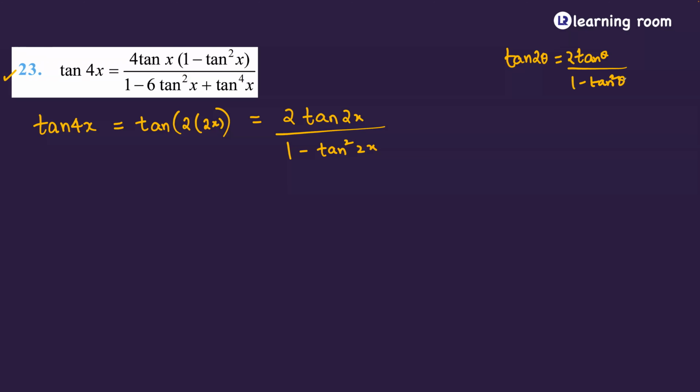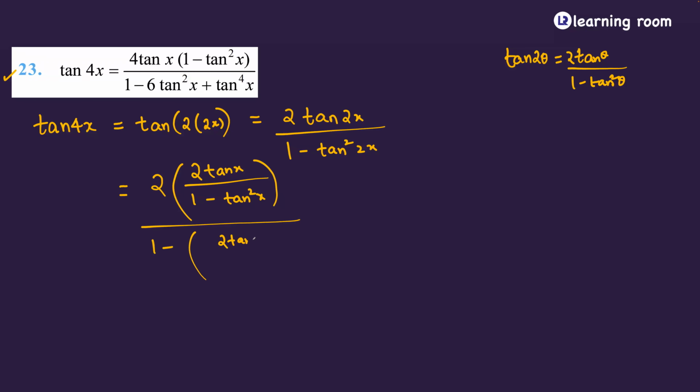Now, I'll substitute the formula for tan 2x again. So what will happen? This will be equal to 2 into 2 tan x by 1 minus tan square x, the whole divided by 1 minus 2 tan x by 1 minus tan square x, the whole square. Did you understand what I did? So I substituted the formula for tan 2x again. So 2 into 2 is going to give you 4 tan x divided by 1 minus tan square x. So I could obtain this 4 tan x. I need this 1 minus tan square x in the numerator. I'll get it because I have 1 minus tan square x the whole square in the denominator.